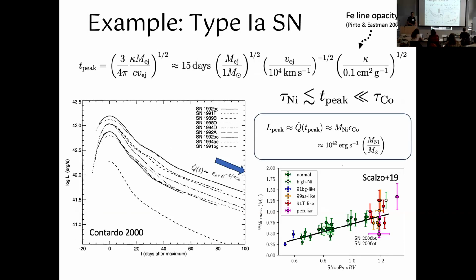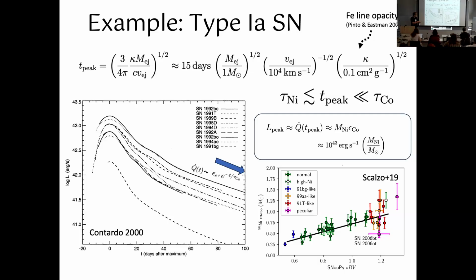So let's go to the example of type 1A supernova. Going back to our peak time scale, as I said earlier, if you put in typical mass and velocity and iron line opacity, you get roughly the right scaling for the peak time. Your peak time, you'll notice, is between the nickel and the cobalt decay times. So you're past when most of the nickel's decayed, but most of the cobalt has not significantly decayed. And so you get this extremely simple approximation for the peak using Arnett's rule, where roughly for a 1A, the peak luminosity scales as the nickel mass, with a prefactor of order 10^43 ergs per second for a solar mass of nickel. And so you get roughly the canonical type 1A luminosity at peak.